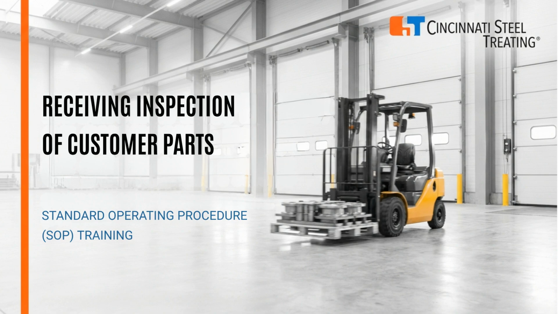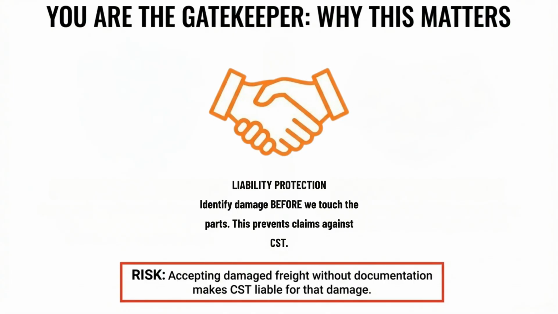Welcome to the Standard Operating Procedure training for receiving inspection of customer parts. This video outlines the critical steps to ensure we properly handle incoming shipments and protect our company from liability. You are the gatekeeper. Identifying damage before we touch the parts is essential for liability protection. Accepting damaged freight without documentation makes our company liable for that damage.